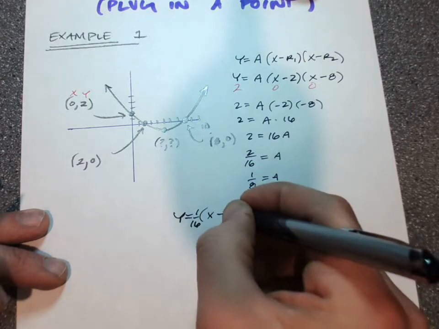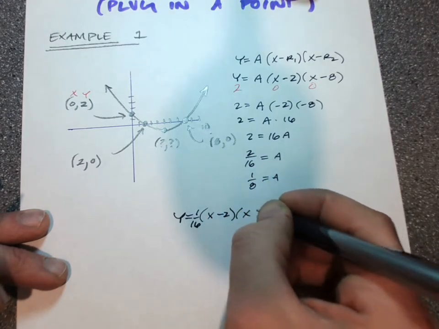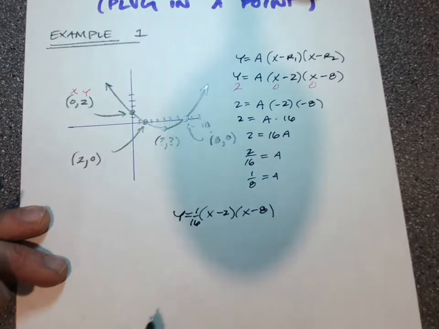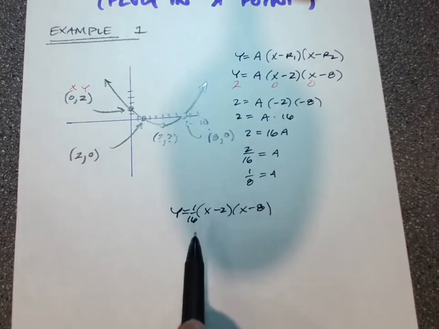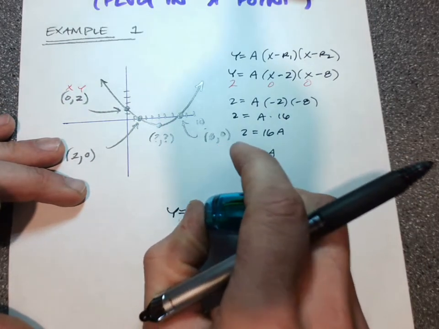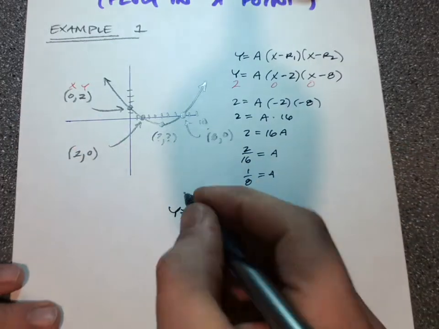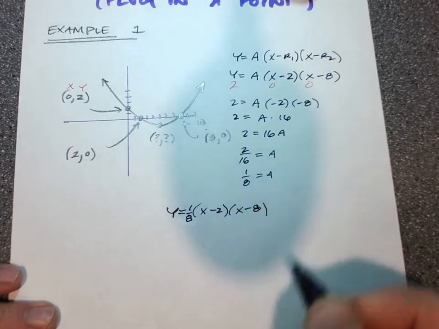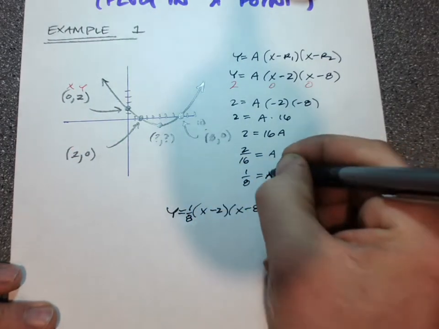And then x minus 2, that's the same. x minus 8. We'll go back to our variables x and y, but now we have determined what the vertical shrink is in this case, because it's less than 1. The decimal value, of course, we wrote 1/16, and I had reduced it to 1/8. So let's fix that. Okay, 1/8 is the a value.